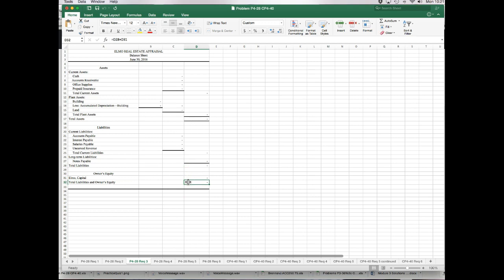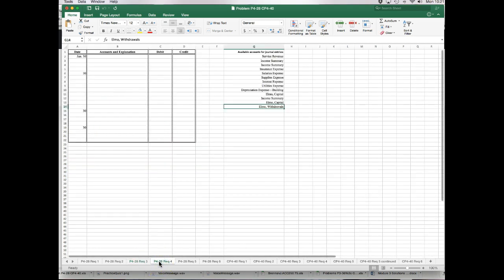Now you want to make sure that your total liabilities and owner's equity equals the total assets. If they do not, then you've made a mistake in copying over the balances. So you want to go back, if your balances do not equal, and see where you're off. The next step is to do the closing entries.